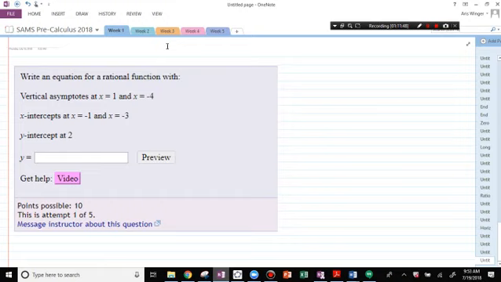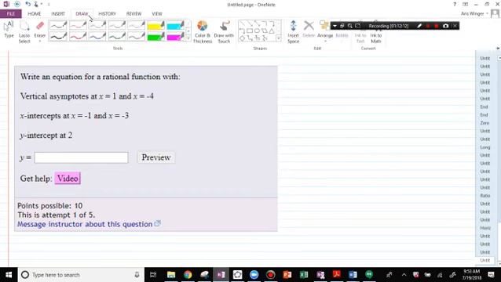Okay. So street version, we know that the vertical asymptotes are about the denominator, right? The x-intercepts are about the numerator. And then there's going to be some constant in front to make sure that when I plug in 0, I should get 2. Okay. And that should tell me everything.